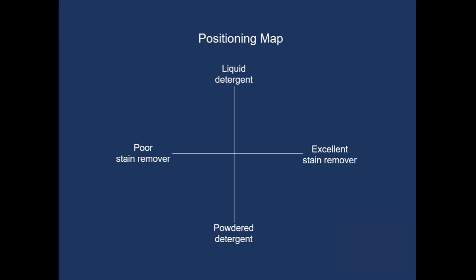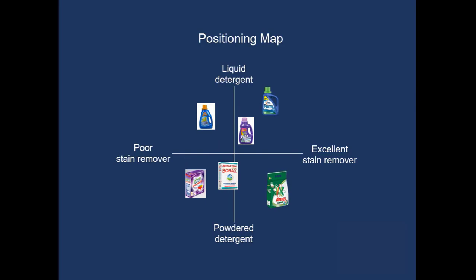Let's add some competitors. There we go. Now we find a spot for our brand, which is Tide. Tide is positioned as a liquid laundry detergent that is best for getting tough stains out.